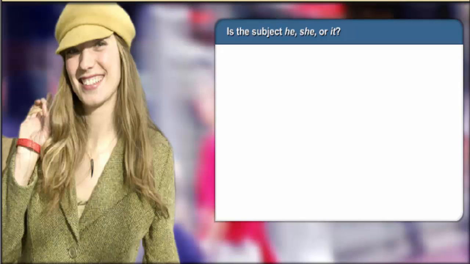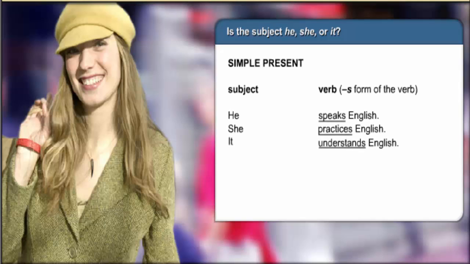Is the subject he, she, or it? To form the simple present with the subjects he, she, or it, use the S form of the verb. He speaks English. She practices English. It understands English. This is also true of nouns represented by these subject pronouns. The student reads English books. Emilio listens in English class.